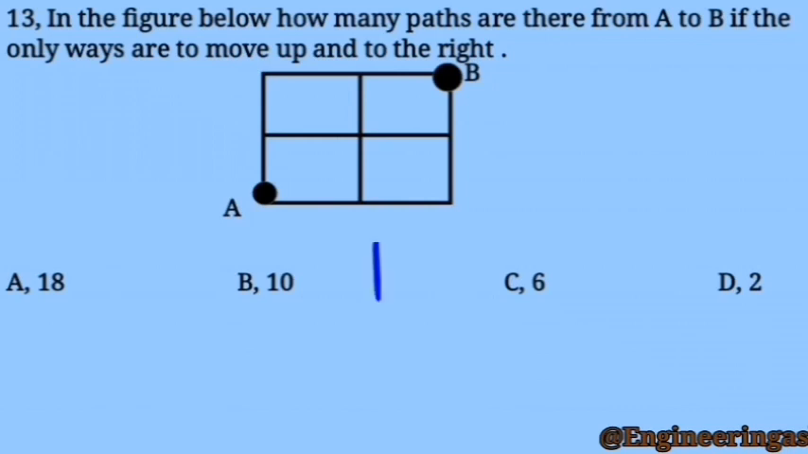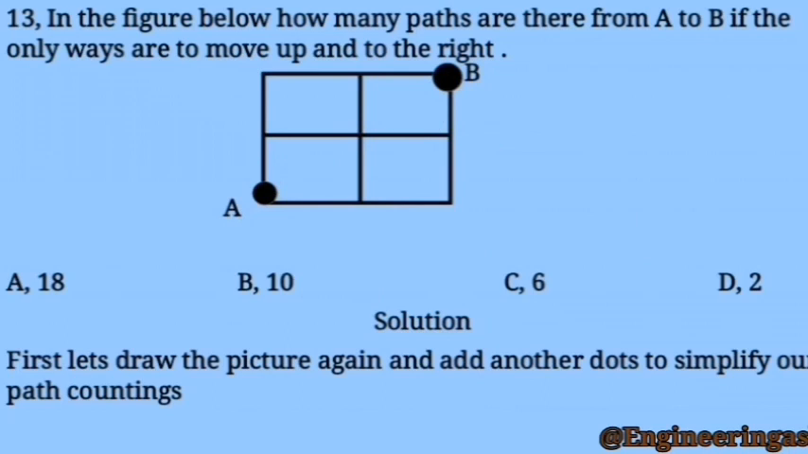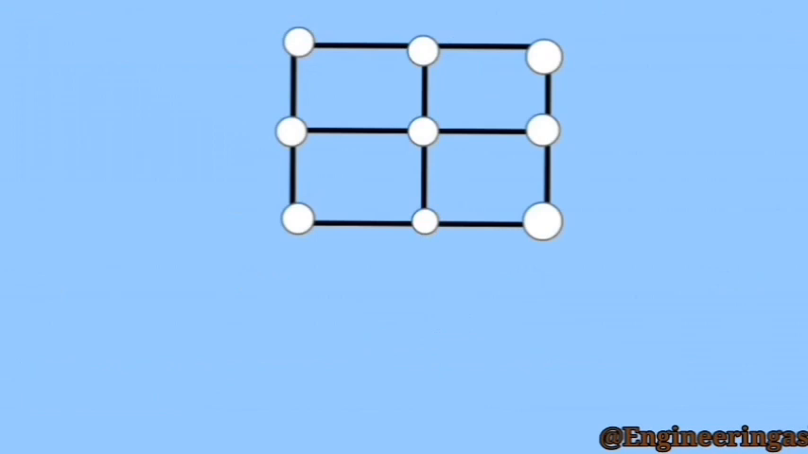Okay, in this figure, how many paths are there from A to B if the only paths are to move up and to the right? Only up and to the right. How many paths are possible from A to B? Okay, first let us draw the picture again in order to simplify our path counting and add other dots like this. Then also denote those dots by letters A to H.